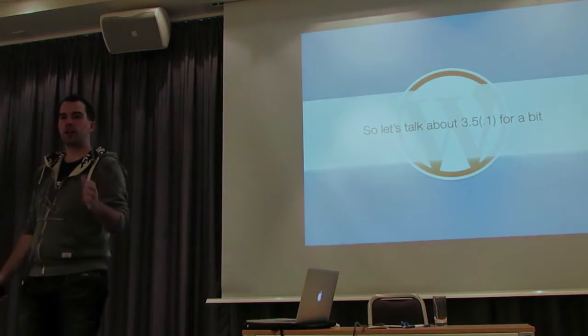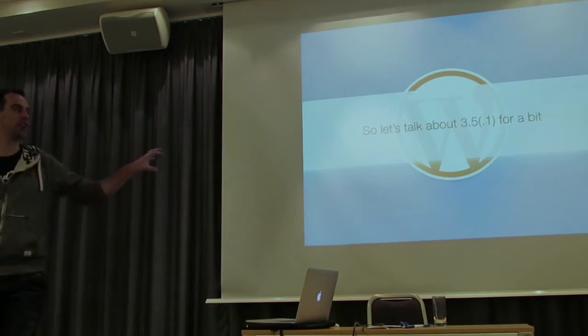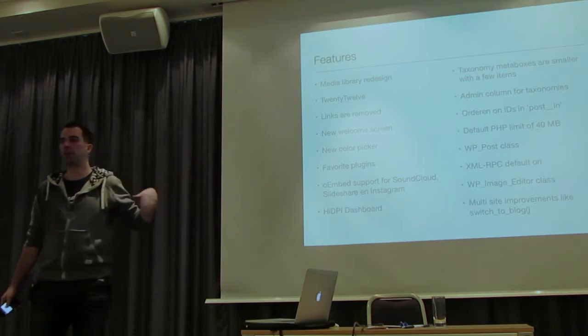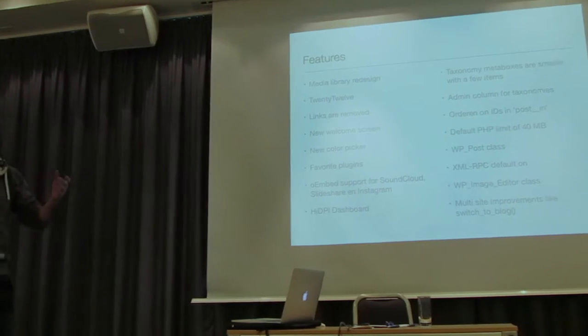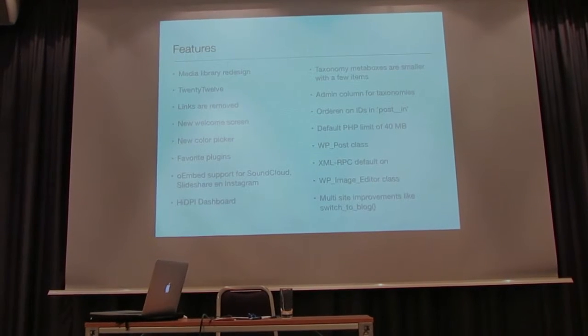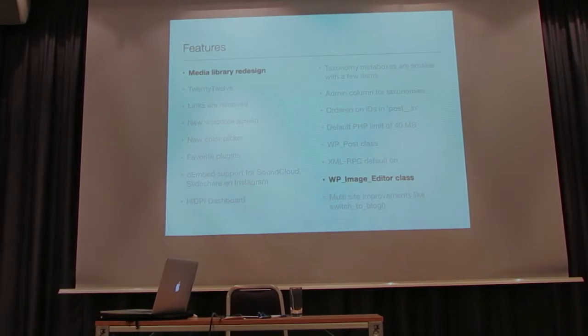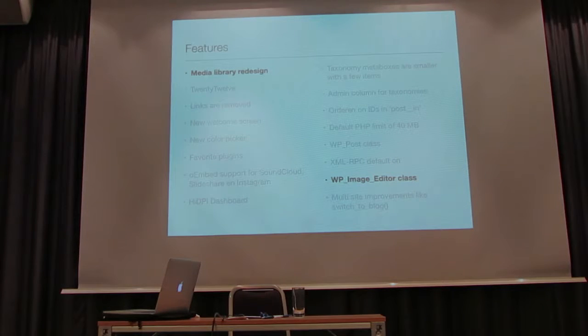So let's talk about 3.5 a bit, even 3.5.1, because there was a major bug I created that got fixed there. Always fun. So we have a lot of cool stuff hanging out in 3.5. Some stuff you maybe don't know, like you can add really easy a column in your overview of your post for your custom taxonomies. But today we are going to talk about the media library redesign and WP image editor class. So it's a little bit developish, but there are still some really cool use cases you have.